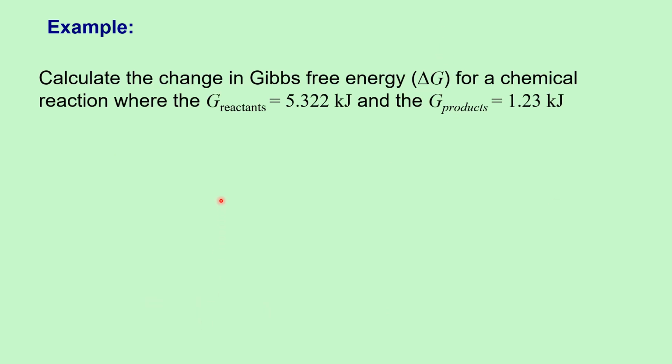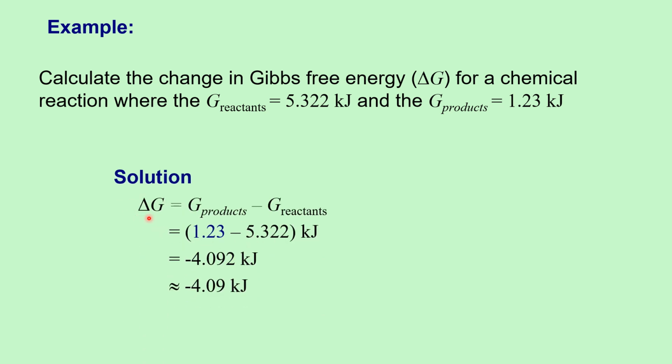Okay, this example is related to the Gibbs free energy, delta G, and you want to calculate the difference of this free energy. Same thing, we use the delta. In this case, delta G is equal to G products minus G reactants. Substitute all the values given in the question, and you will get a negative sign here, 4.09 kilojoule.